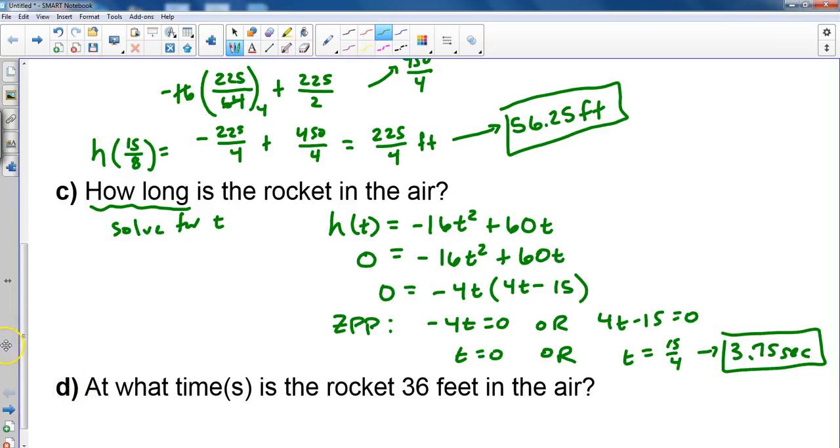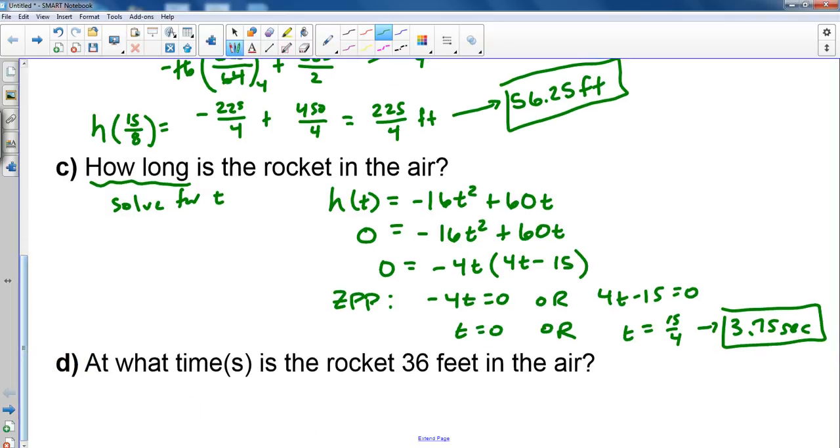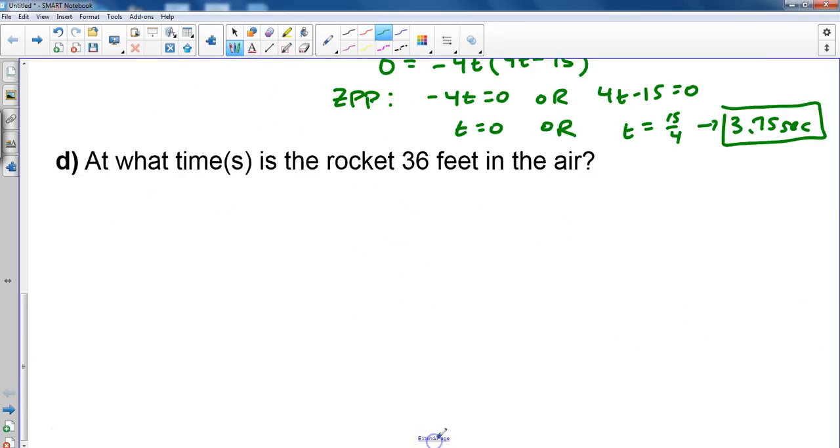All right, last one. So at what time is the rocket 36 feet in the air is what we want to know. And essentially what this is saying is we're solving for a t, but we have a particular height in mind. So our h of t, remember this function models the height that this thing is. So what we're going to do is set this equal to 36. We're saying the height is 36. The rocket's 36 feet in the air.